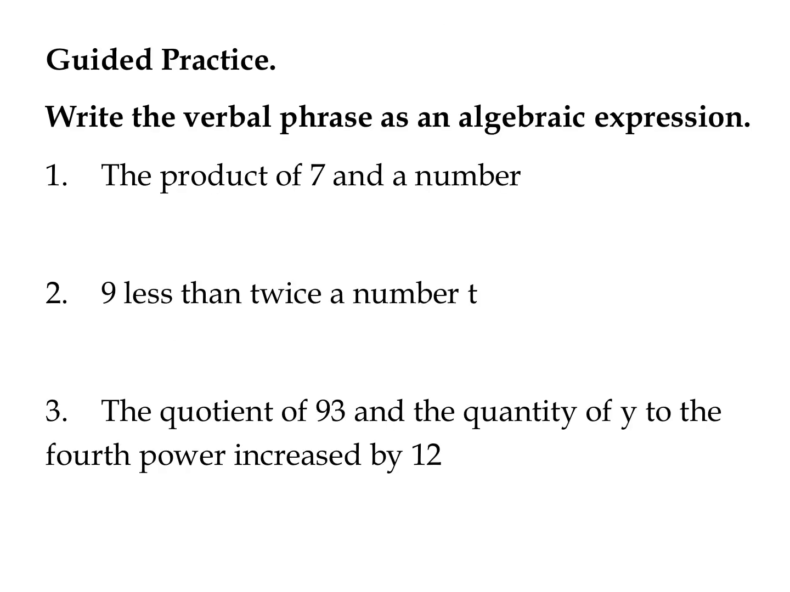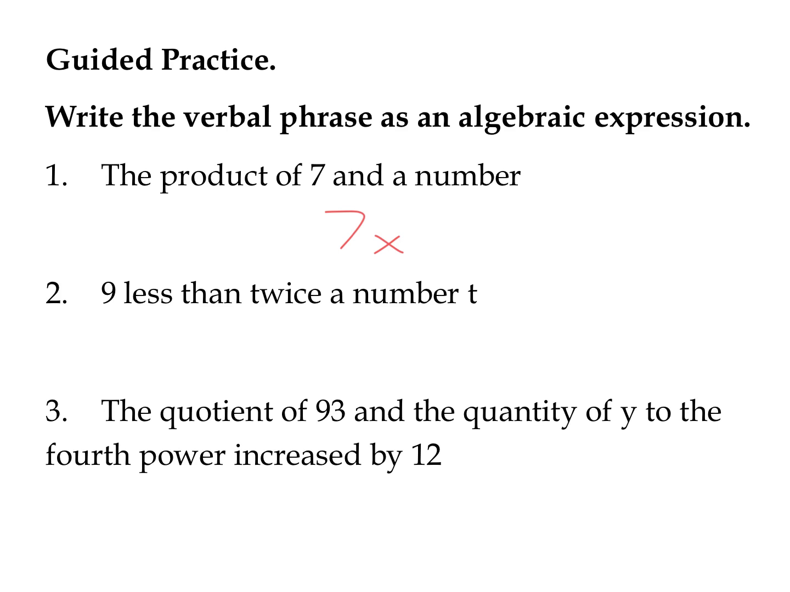Let's try some examples here, and you should be trying these out and seeing how you do in writing them. So the product of 7 and a number. Product means we're multiplying, so we're going to do 7 times a number. I'll just use x in this case. Again, you could pick whichever letter you want in there because we're not being told a certain variable to use.